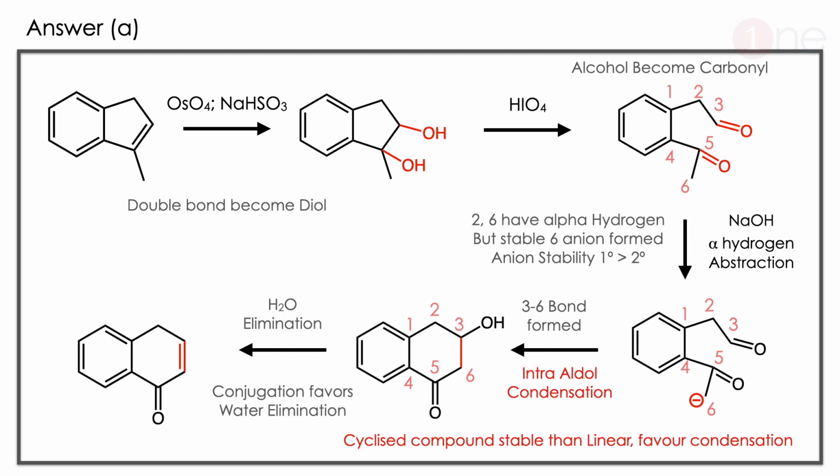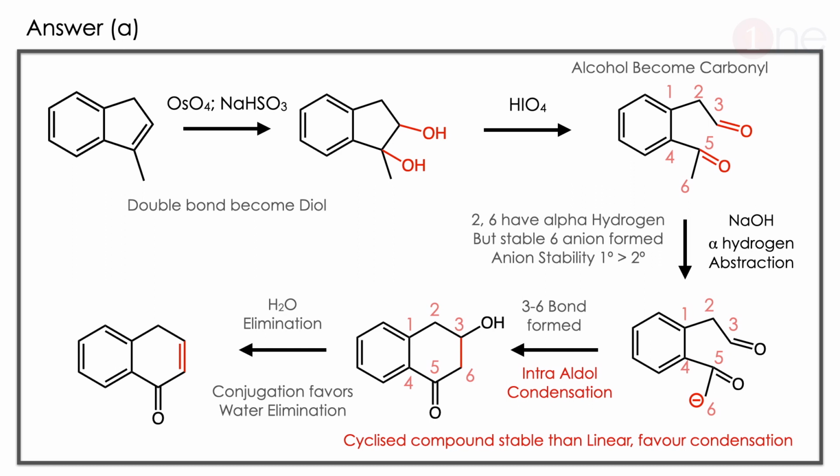The base abstracts an alpha hydrogen, but there is a 2 and a 6, two alpha hydrogens are there. Which one will leave? The stable anion formation decides that one. So the 6th one forms the anion by proton elimination. So the hydrogen is abstracted by base, and the anion is formed at the 6th position.